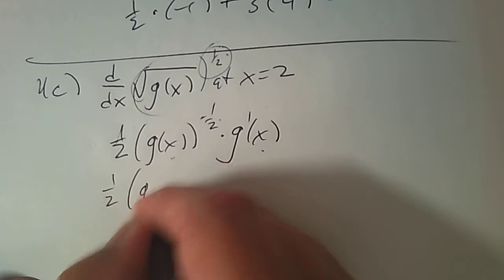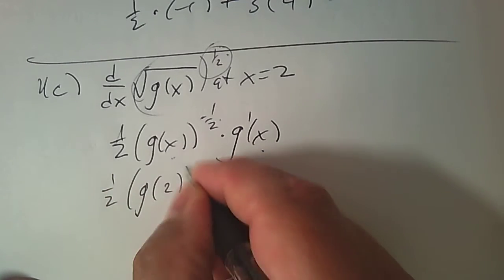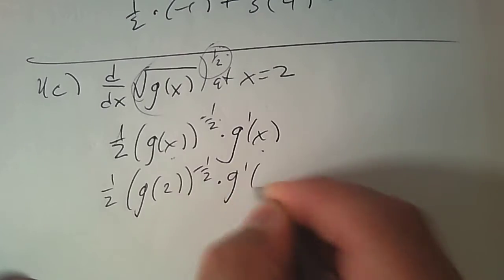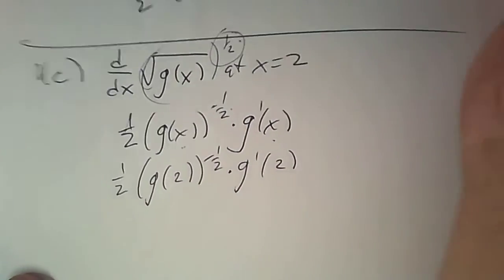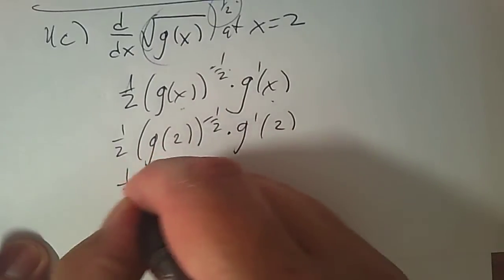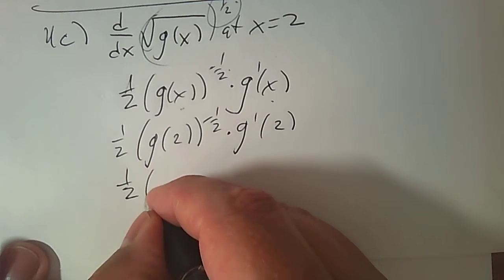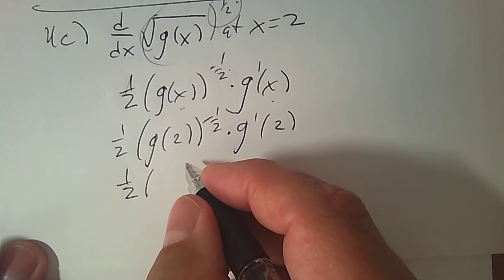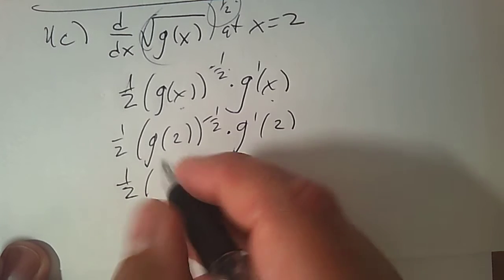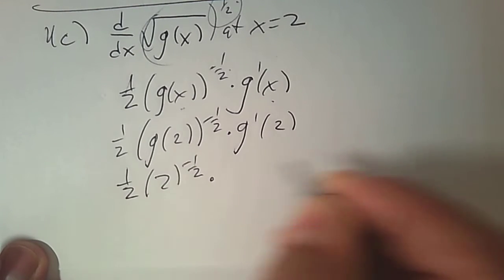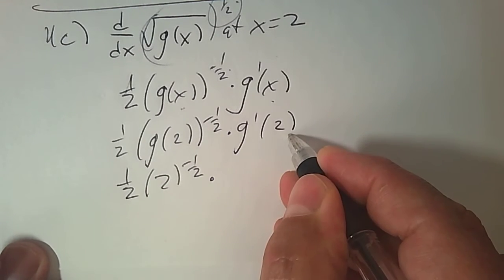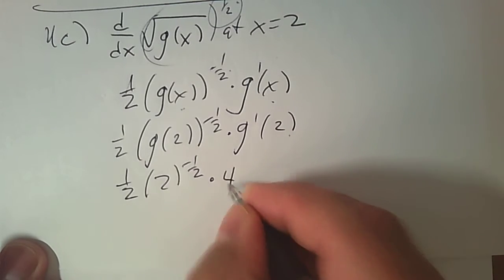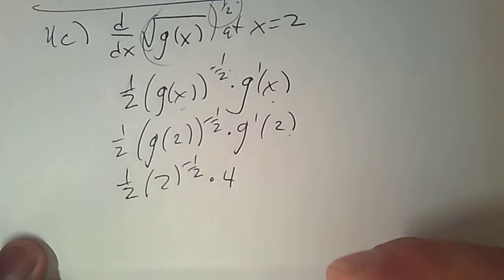It's the power rule, subtract 1, and then the derivative inside is included. That's the tricky part. Now, wherever there's an x, plug in 2, and then look off your chart. You do not need to simplify this. So you have 1/2 times whatever the answer is to the negative 1/2. The value of the g function at 2 is 2. That's to the negative 1/2. The derivative at 2 for g is 4, and you have your answer.